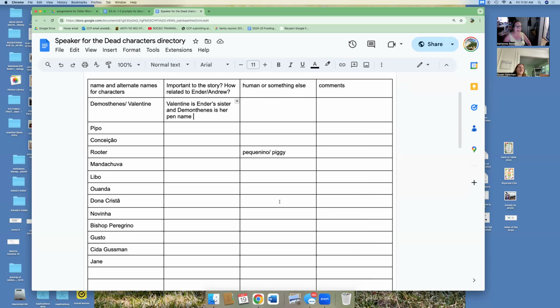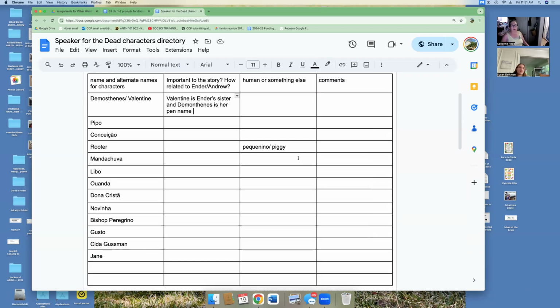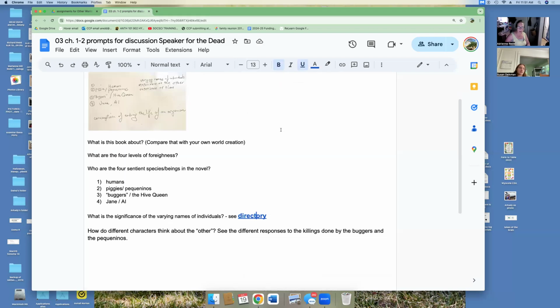So anyway, this directory is a useful thing for you to keep track of, because it allows you to go back, but you'll need to fill it out with some of your own comments so that you know who these characters are. I struggled with keeping track of them. That's why I set up the directory.